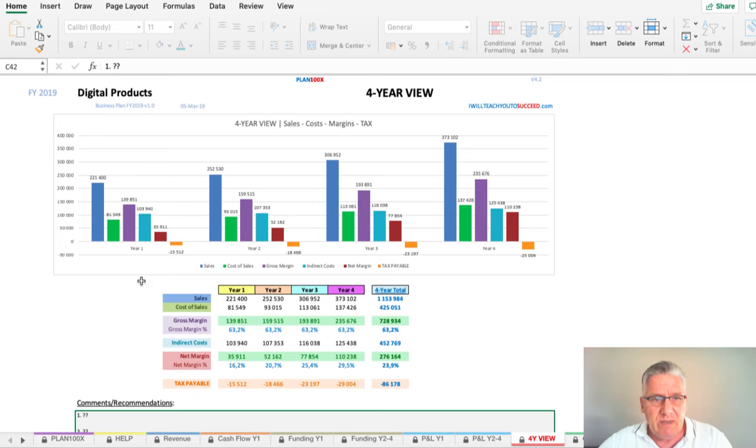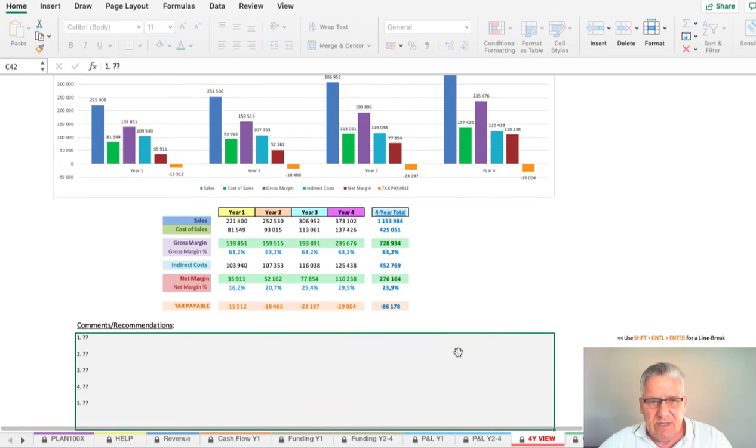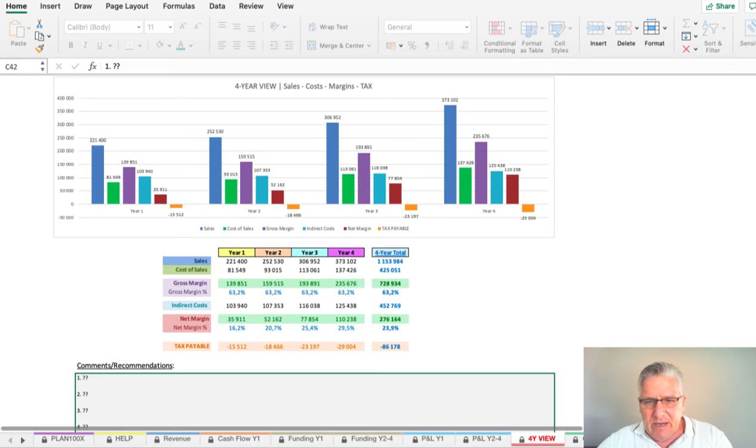Right, so moving on to this graphical output, which I really think is very useful for entrepreneurs to see what their business looks like over a 4-year period. What we've got here is sales in blue, cost of sales in green. This is our gross margin, and then we've got our indirect costs, the net margin, and then the tax payable on a yearly basis. So a very nice visual graphical output of the 4 years, obviously tabulated below as well, and then you can make any notes you want below that.